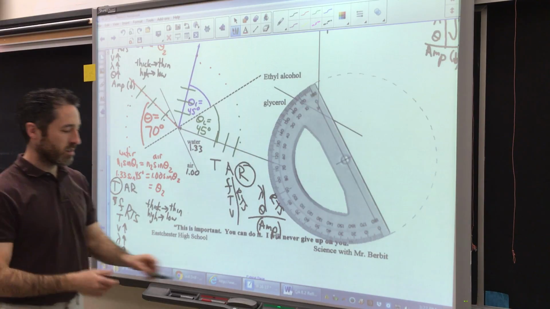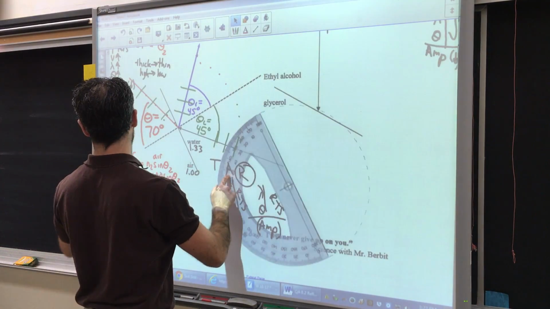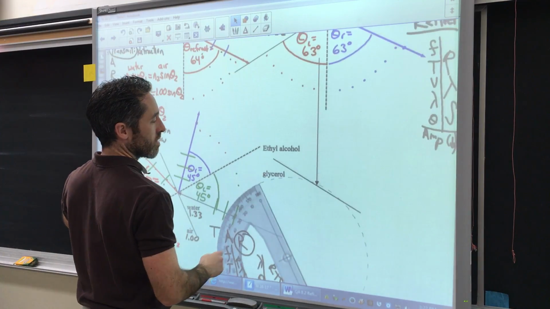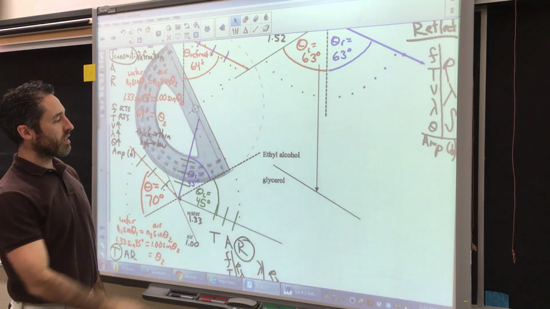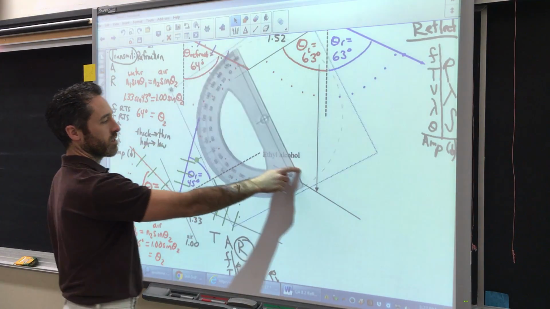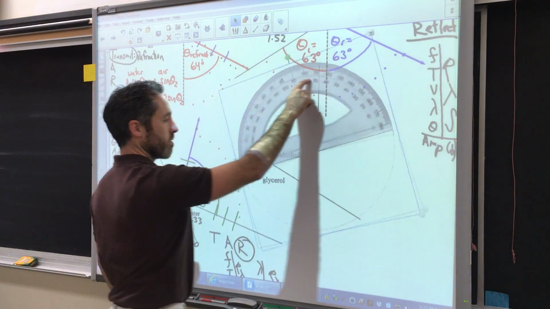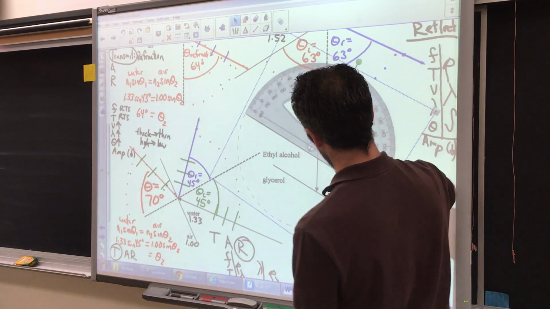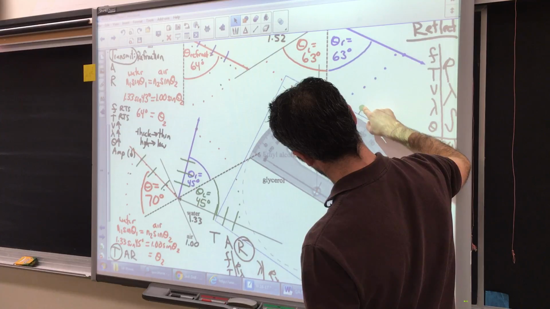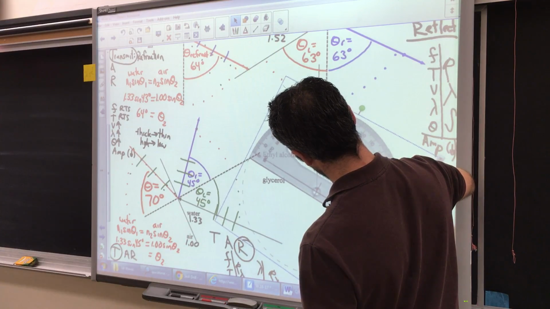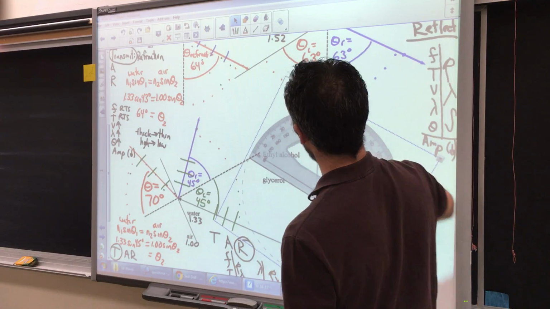All right, good. Last one on this sheet is this one from ethyl alcohol to glycerol. Okay, again, a funny boundary. Line up with your boundary. Draw your normal line.